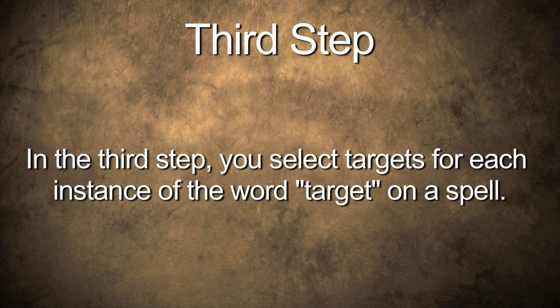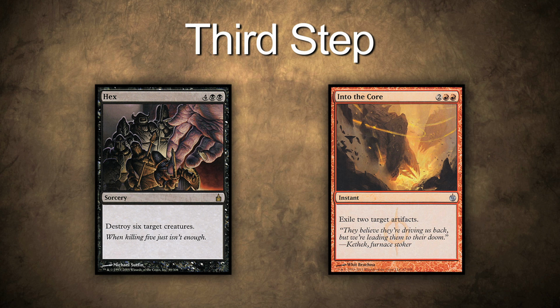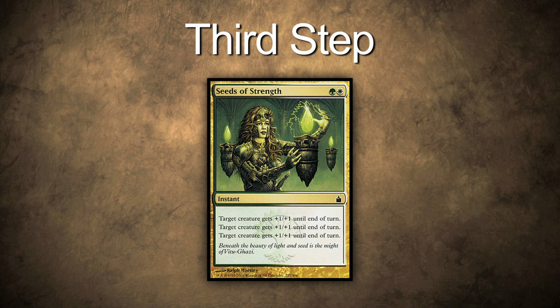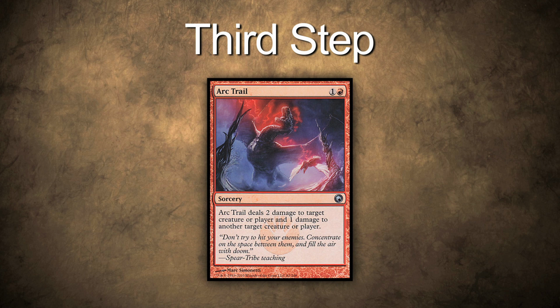Third, we select targets for each instance of the word target on a spell. If a spell has only one instance of the word target, but tells you to select multiple targets, such as the case with Hex or Into the Core, you need to pick a different target, otherwise you can't cast the card. If a spell simply says the word target again and again, like in the case of Seeds of Strength, you may select the same thing for more than one instance of the word target. And if something says select a target and then select another target, like in the case of Arc Trail, the targets have to be different.